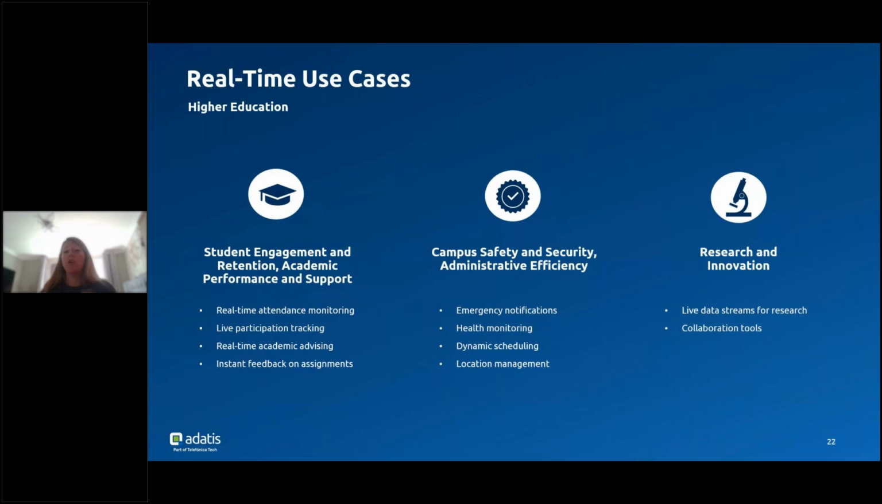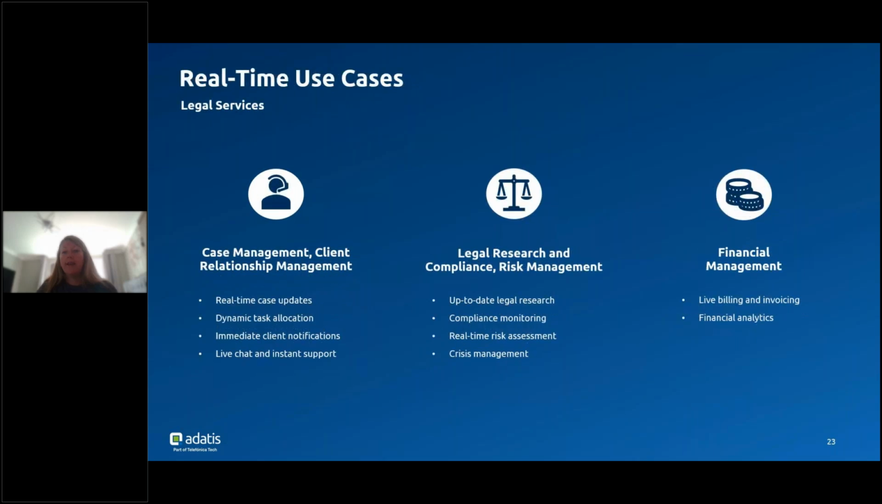So this is just to give you a couple of ideas on the higher education section. If we move on to the next area, the legal sector, there are other ways that real-time data can assist them.